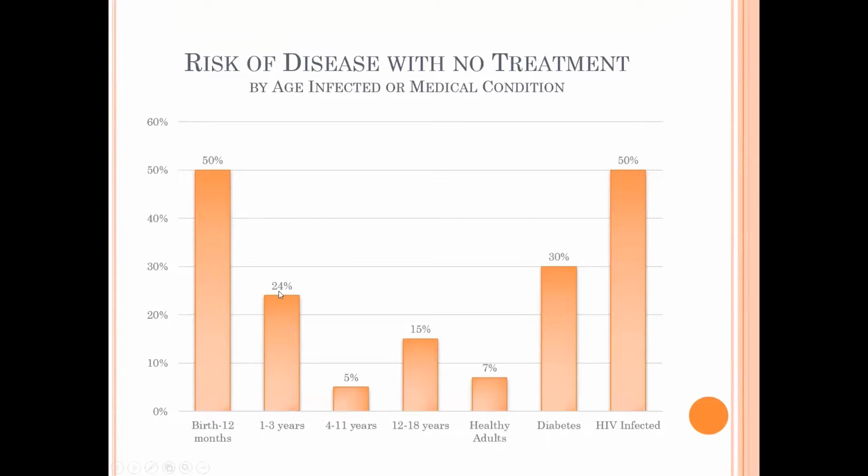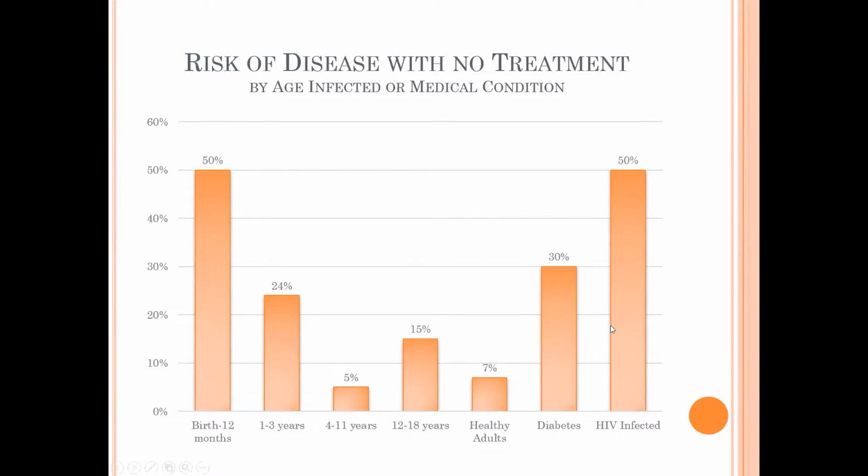And looking at the age here, you can see that young children in the first year of life have a very high risk of around 50% that they will progress to disease if they're not treated for latent infection. The risk is also high in children under 4, around 24%. We know that healthy adults' risk is around 5 to 10% over a lifetime.